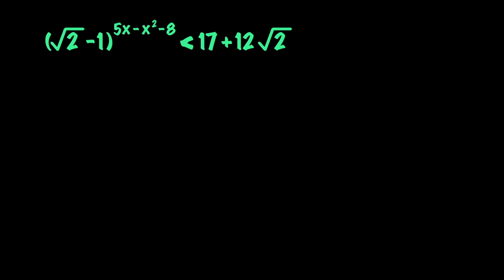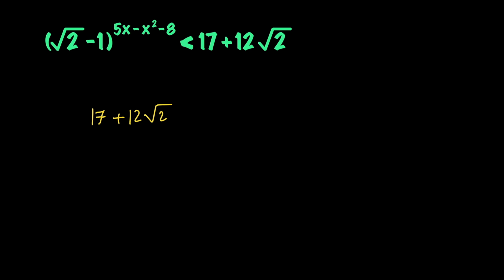Today we're going to be solving a nice inequality where we have the square root of 2 minus 1 all to the power of 5x minus x squared minus 8 is less than 17 plus 12 times the square root of 2. So obviously we want to solve for x values, and in order to do that, let's take a look at the right-hand side of our inequality. On the right-hand side, we have 17 plus 12 times the square root of 2.